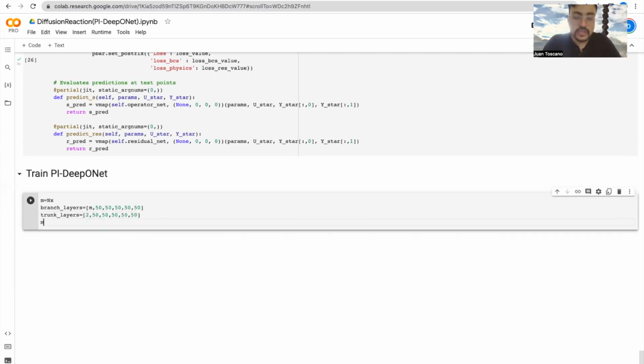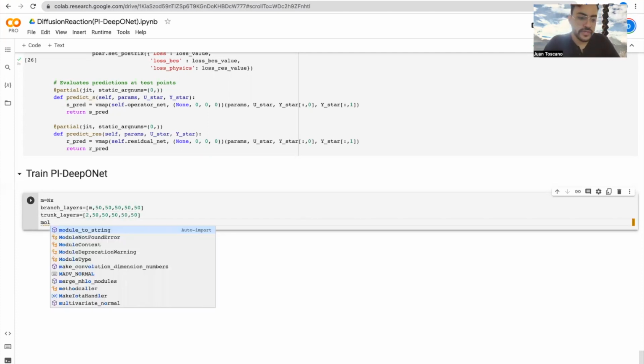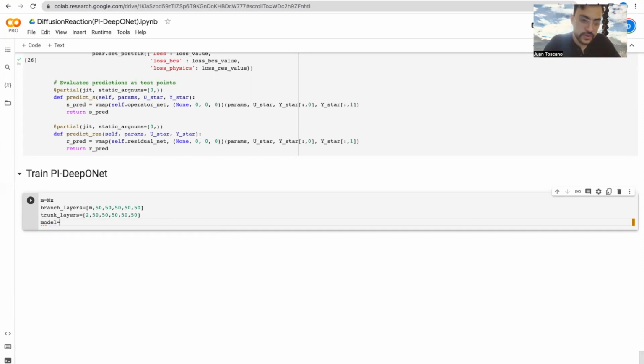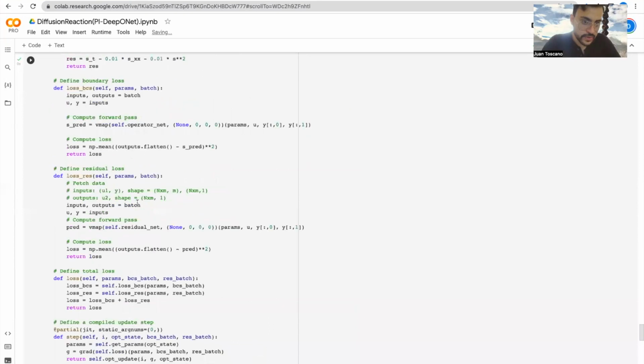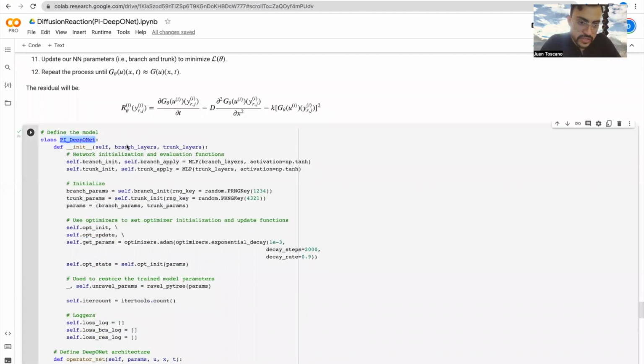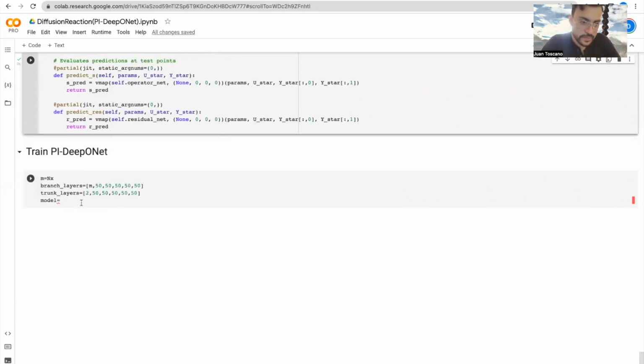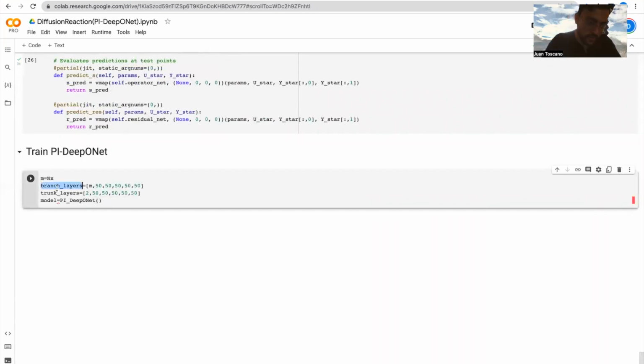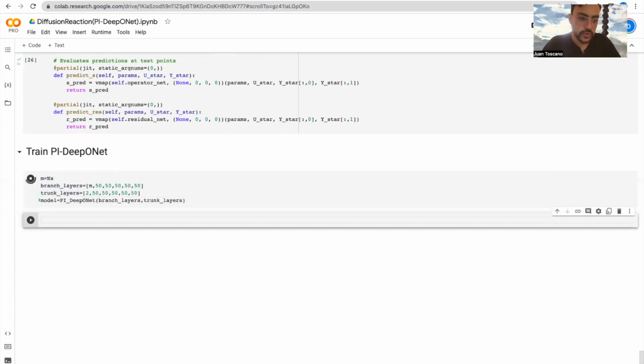Okay. So now let's define our model, which is pretty straightforward. It's just the name we gave to our network. It would be DeepONet, and it takes branch layers and trunk layers. So it would be DeepONet of branch layers and trunk layers. Yeah, we're good. We defined our model. Now let's train our model.